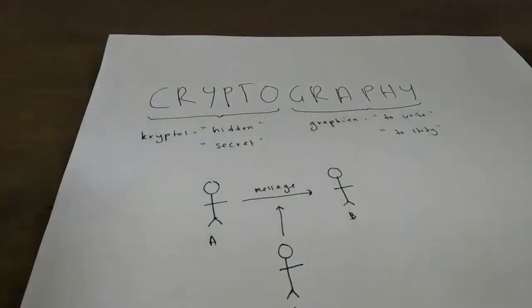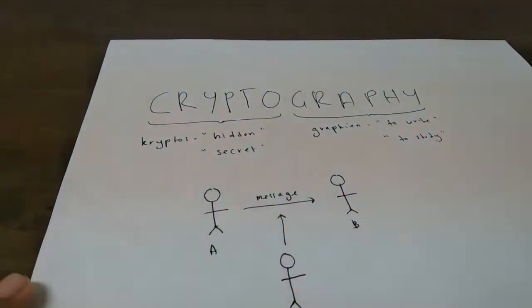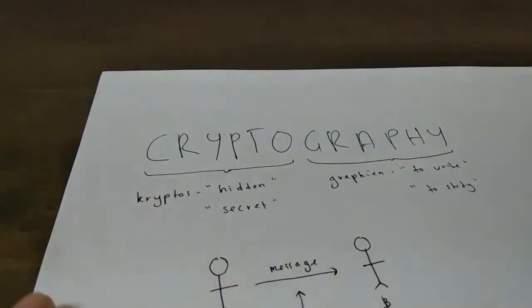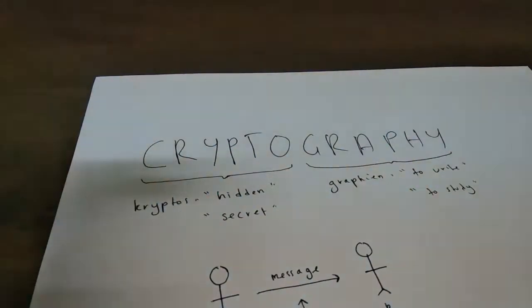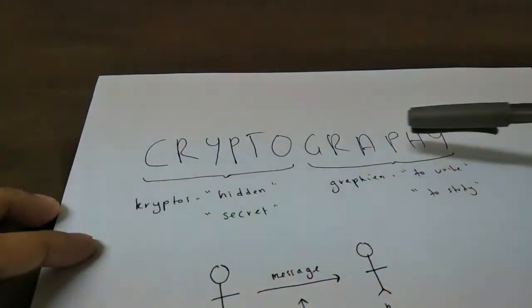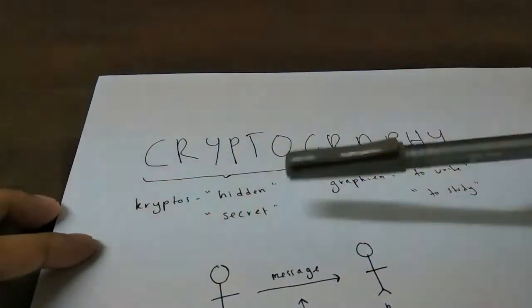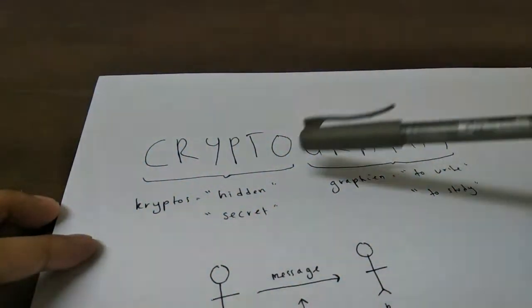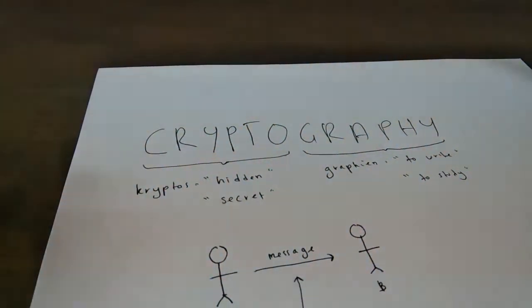Okay, in this part, I want to explain briefly about cryptography. Cryptography is from a Greek word, a combination of cryptos and graphene. The meaning of cryptos is hidden and secret, meanwhile the meaning of graphene is to write or to study. So we can conclude from here that the meaning of cryptography is to write a hidden or secret message.